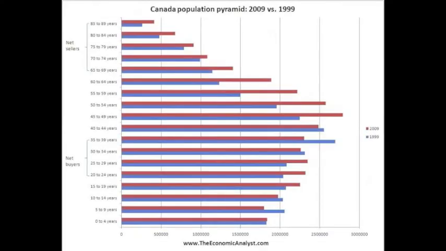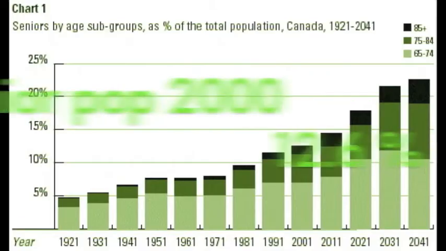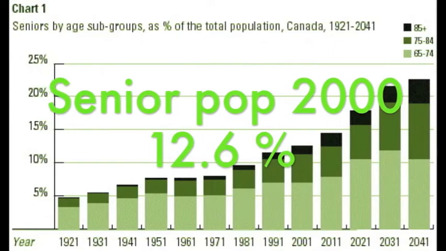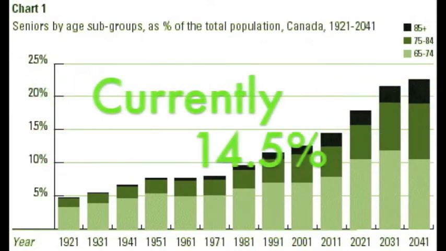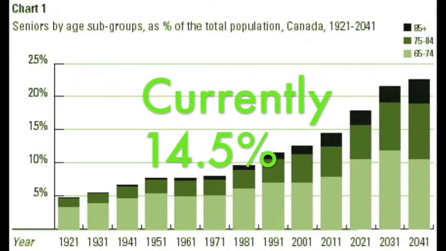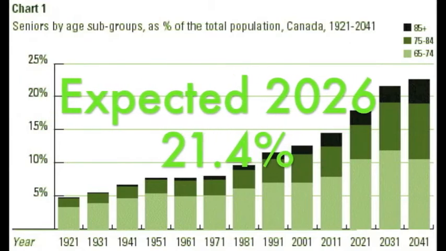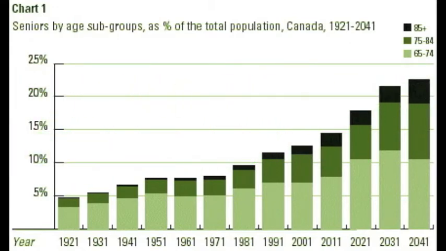This population pyramid shows that the baby boomers are beginning to enter their retirement years. On average, the retirement of Canada's boomers began in 2010 and will spread out over the next 2 decades. The senior population was 12.6% of the total population in 2000. It is now 14.5% and expected to be 21.4% in 2026. That means in 2026, there will be one senior out of every 5 people.